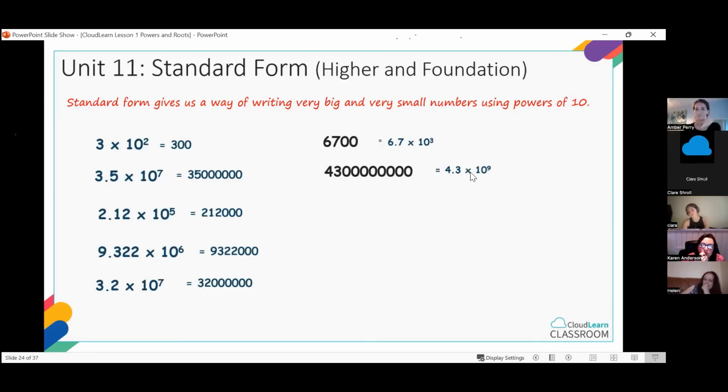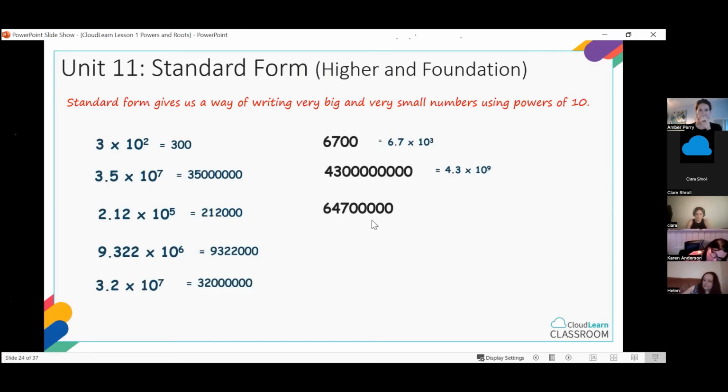It would still be the right answer, but it wouldn't be in standard form, because in standard form this first digit has to be between 1 and 9, okay? So if you were to give me the answer 43 times 10 to the power of 8, although it would still be the correct answer, it wouldn't be in standard form. So it wouldn't pass that question in an exam if the question said, write this in standard form. It's really important that the first number there is between 1 and 9.